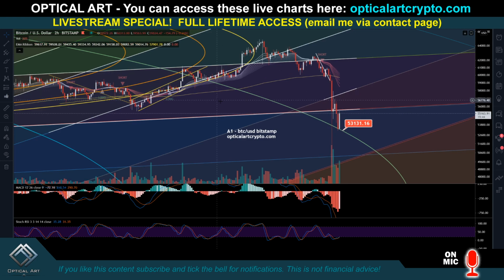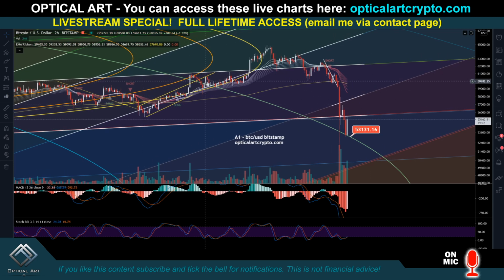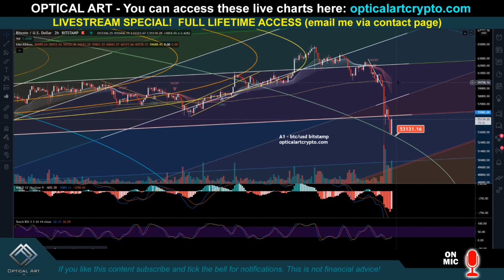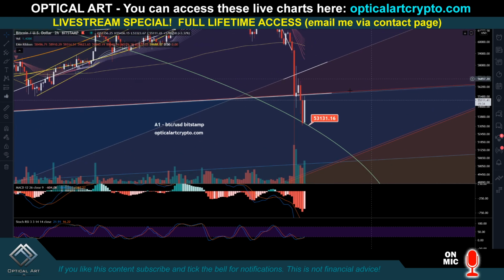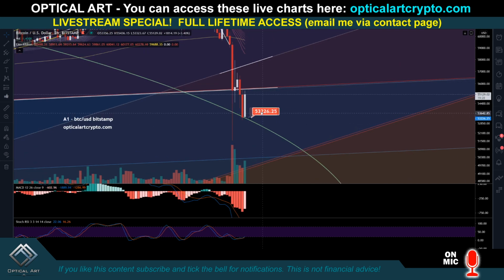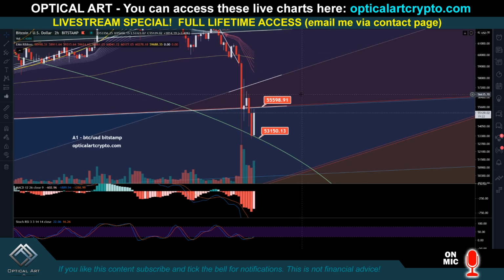But notice, guys, I tell you, when you're respecting a ring as resistance and support, this ring is actually a pretty big ring. But you can see when we came down, look where we found support. Now this wick did come down. That's the other chart nailed that one wick. But when we came down, look where we found support, right on this green ring. So now your resistance to watch is right here at 55,598. If we can't get above that, we're coming down much lower.